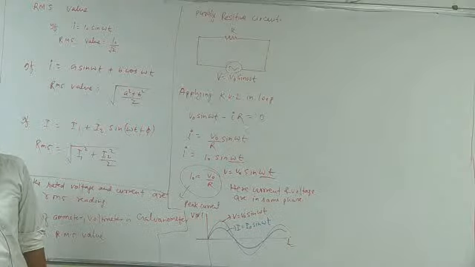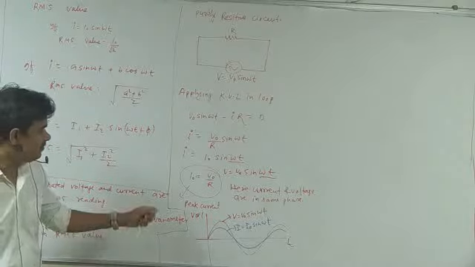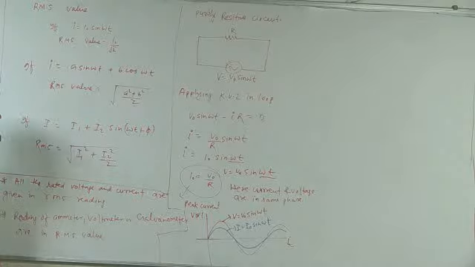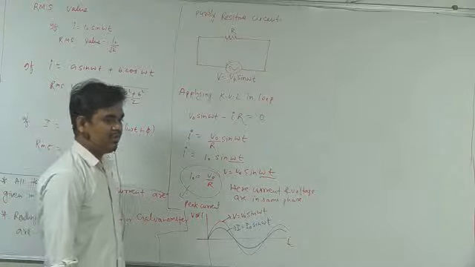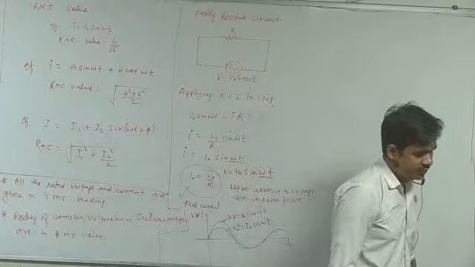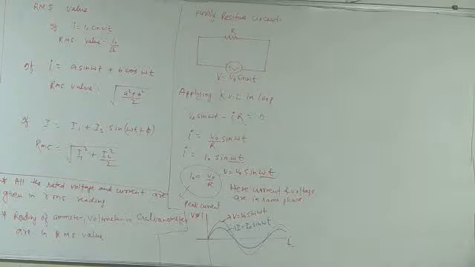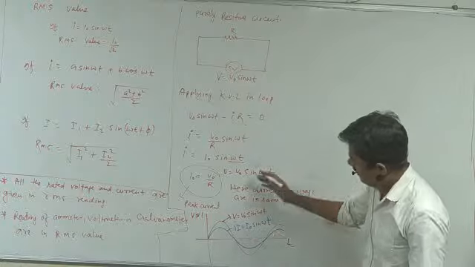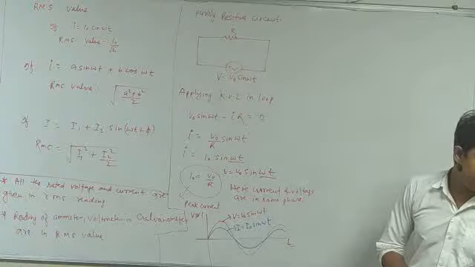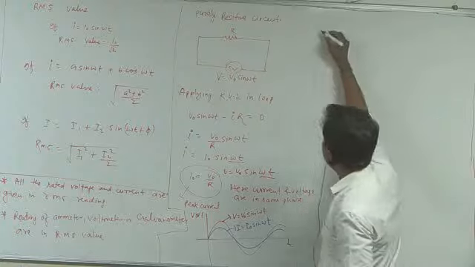Is that clear? So this is a case of a purely resistive circuit where we have only a resistor and an AC source. So in a purely resistive circuit, what we see is that current and voltage are in the same phase. Next one is what?